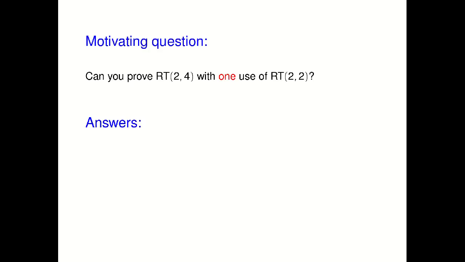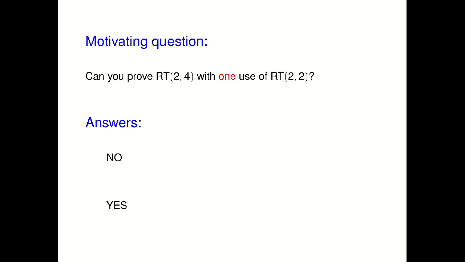Can you get by with just 1 application of RT22? And so I have answers for you, and the answers are yes and no. So it certainly depends on what kind of axiom system you're working in. Because if your axiom system contains RT24 as an axiom, you can prove RT24 with no uses of RT22. You just write it down, you say it's an axiom, that's the end of the proof. But what I was interested in was proofs that aren't quite so silly. For example, RCA naught doesn't actually prove either of those things.